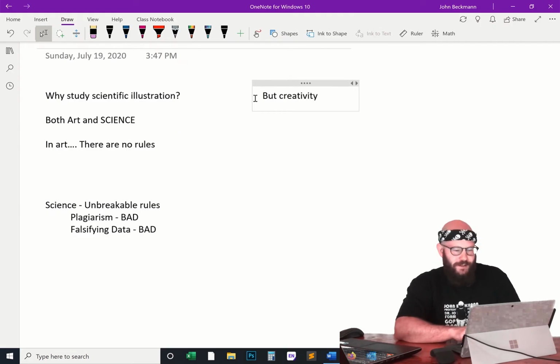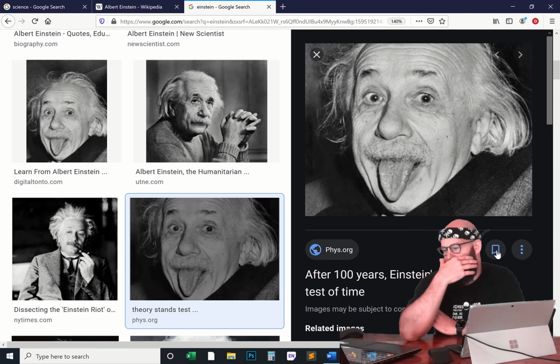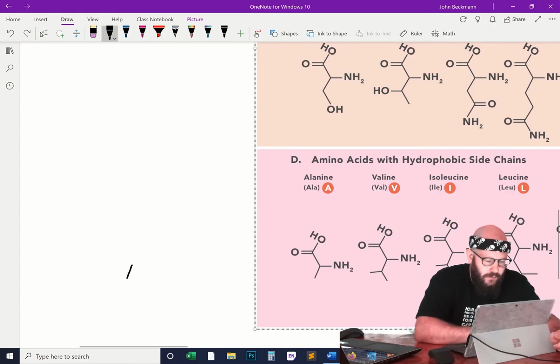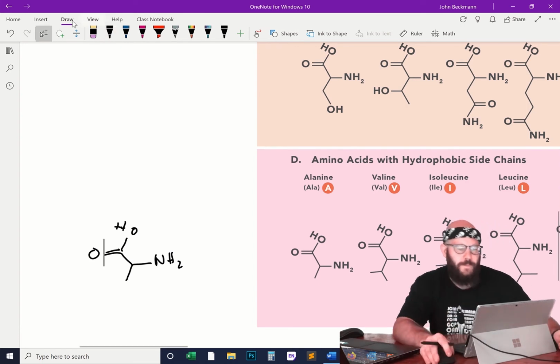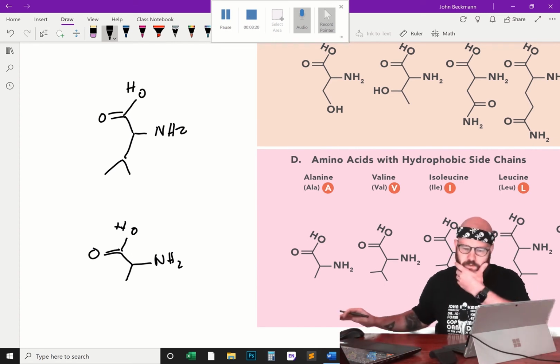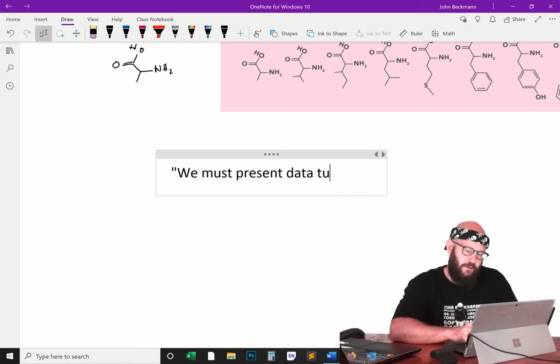But creativity is required for science. Often we have to deviate from the protocol. Sometimes copying is required for us to learn. Sometimes copying is practice. The rules aren't always clear. I think it's fair to say we must present data truthfully.